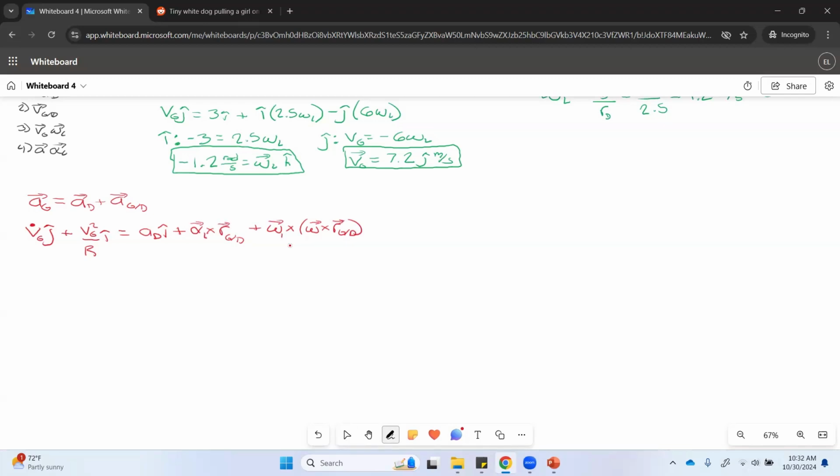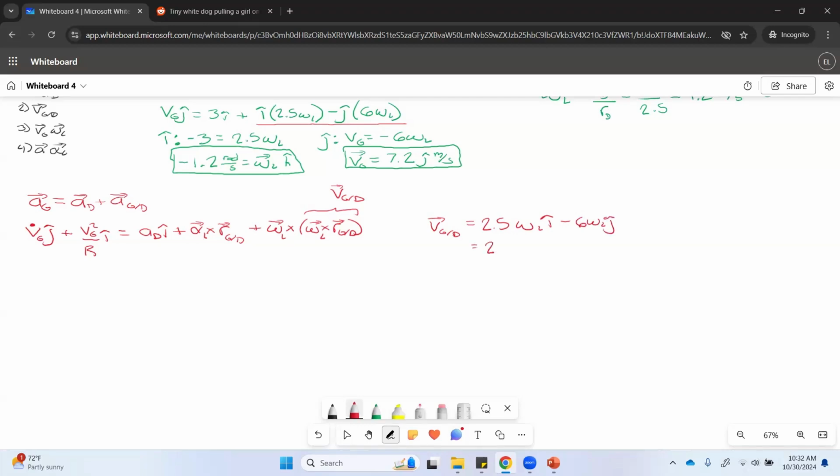Okay, and this is alpha of leash, omega of leash, omega of leash. But this particular part is velocity of girl with respect to dog, which we found here. So let's just write that over here. Velocity of girl with respect to dog equals 2.5 omega L in the I hat minus 6 omega L in the J hat.